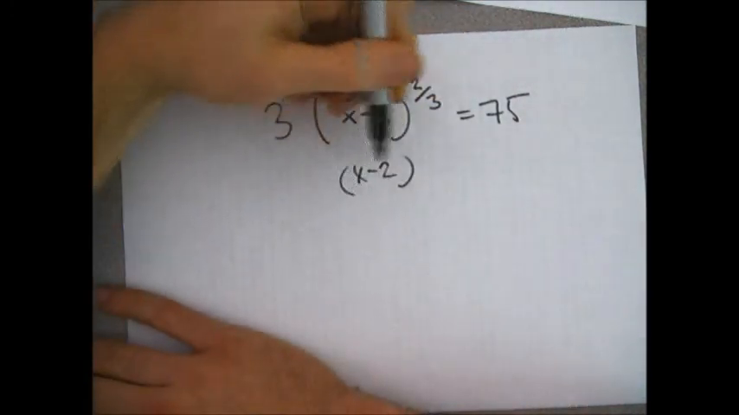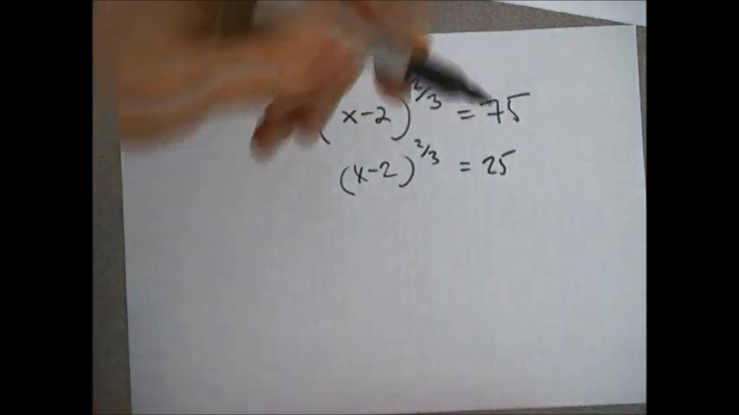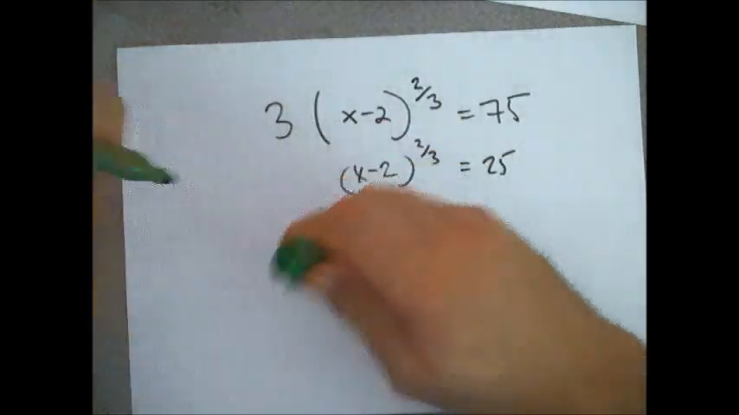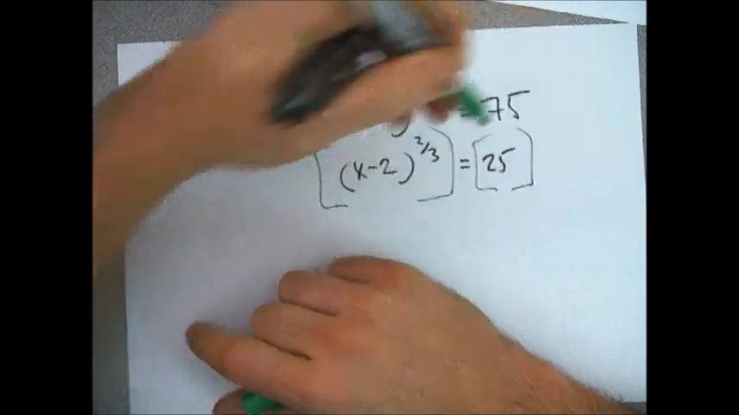X minus 2 to the 2/3 power is 25. How do I undo this 2/3 power? You switch them and multiply both sides. I'm going to switch them. What do you mean by switch them? X1 and 2 for each of you.